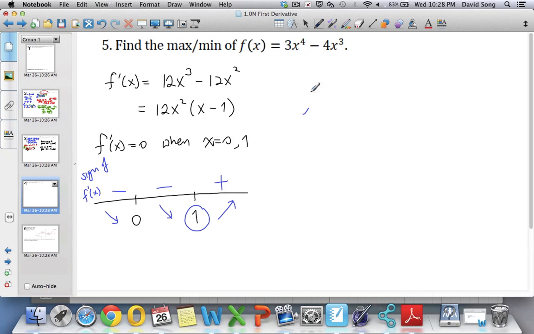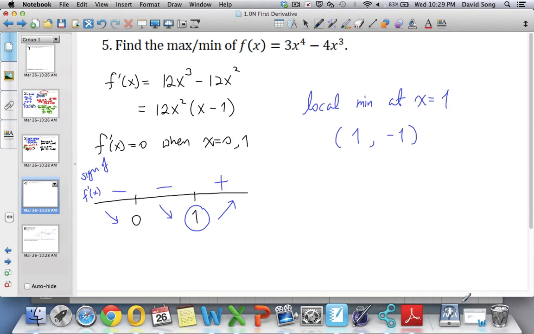So local min at x equals 1, and you have 1 comma, if you plug in 1 in the function, you get 3 minus 4, right? That's negative 1. There. So that is your local minimum. You do not have a local max.